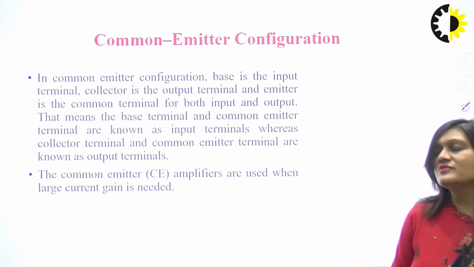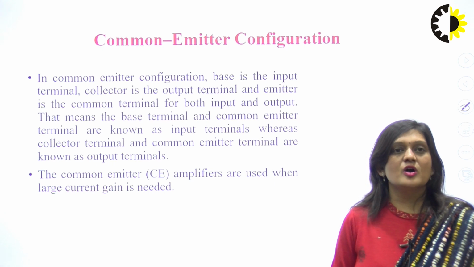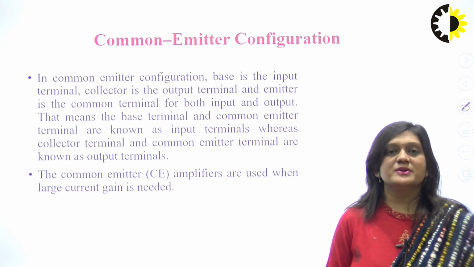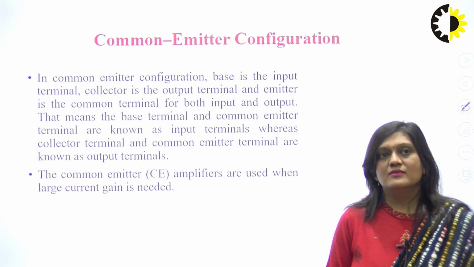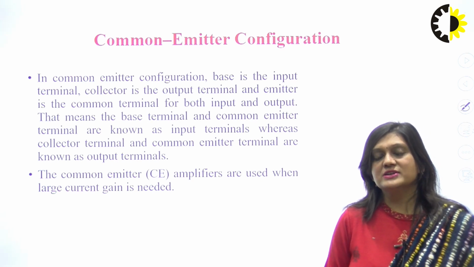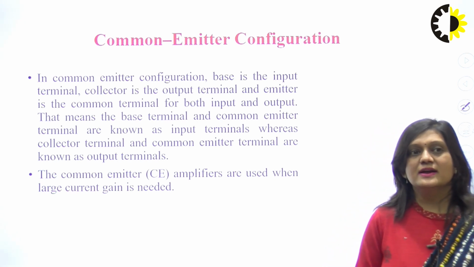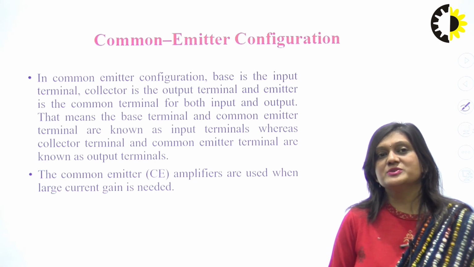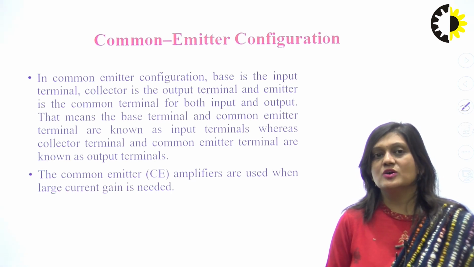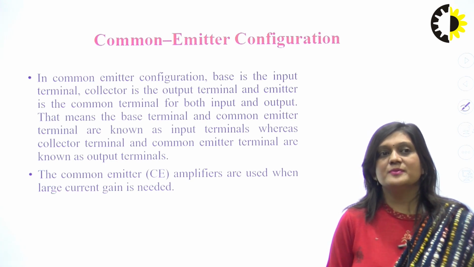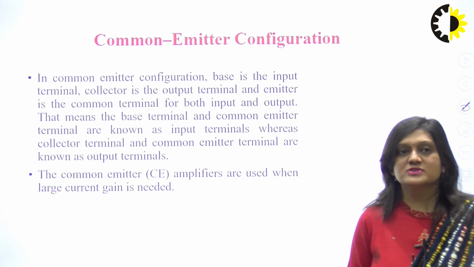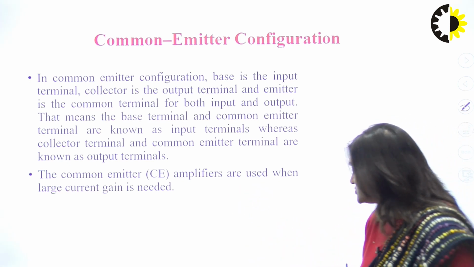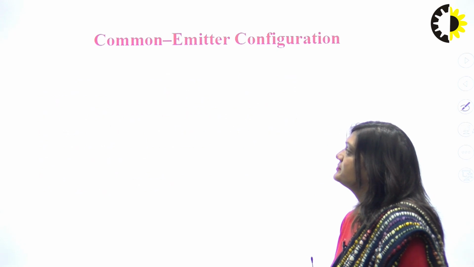So, common emitter configuration. Till now we have studied the common base configuration. Common base means the base is common between the input side and the output side. While in common emitter configuration, the emitter is common between the input side and the output side. Also, in common emitter configuration, base is the input terminal and collector is the output terminal. Emitter is the common terminal between the input side and the output side. Common emitter configuration is generally used as an amplifier, while common base is used in high frequency applications.